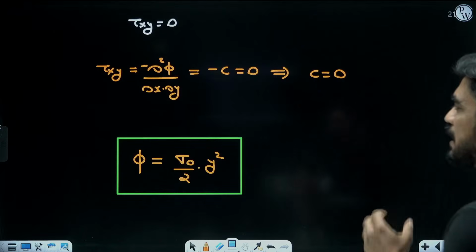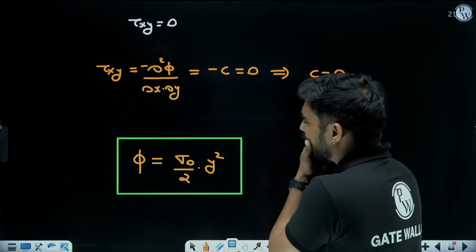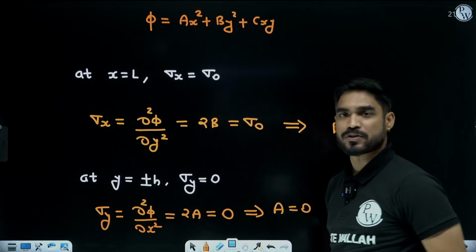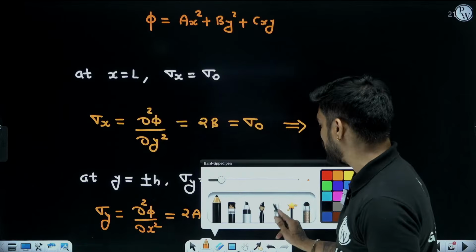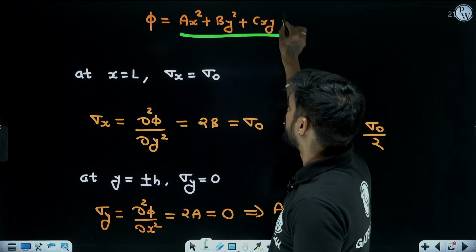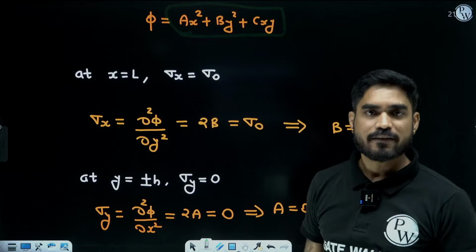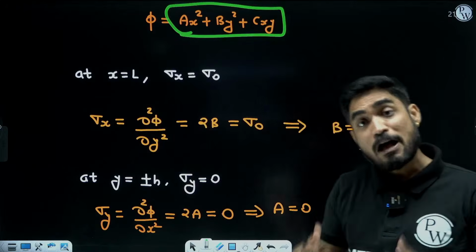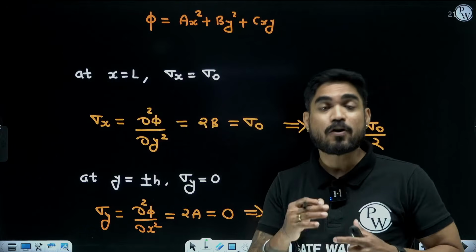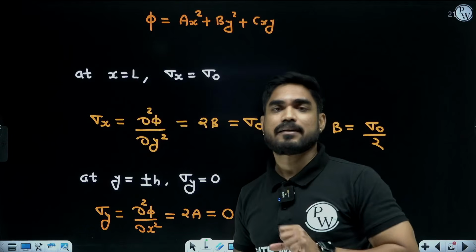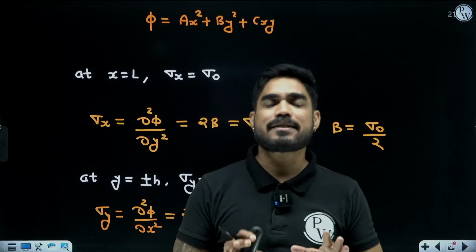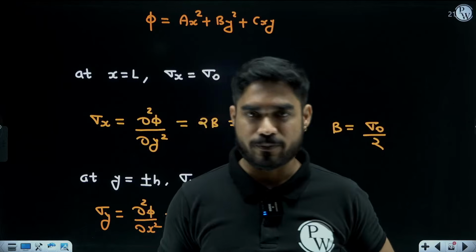Now some of you might be wondering, sir, how are we going to understand which polynomial we have to choose, because in every problem we cannot choose this type of Airy stress function, right? For different problems we have different types of stress functions. So how are we going to choose that? Do we have to remember all these things? Beta, understand, you don't have to find the Airy stress function for different problems.